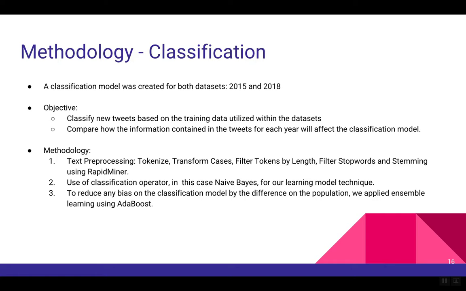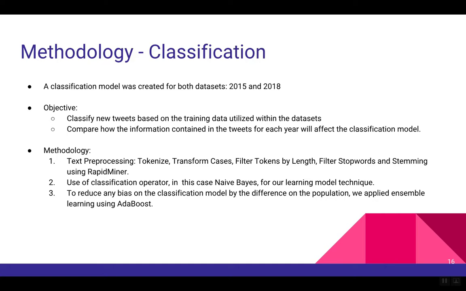The next method that we used was classification. The goal of using classification was to have a model that will classify the new tweets based on the training data that we had, and to be able to convert the information contained in the tweets for both data sets, 2015 and 2018, and see how that will affect the final model.